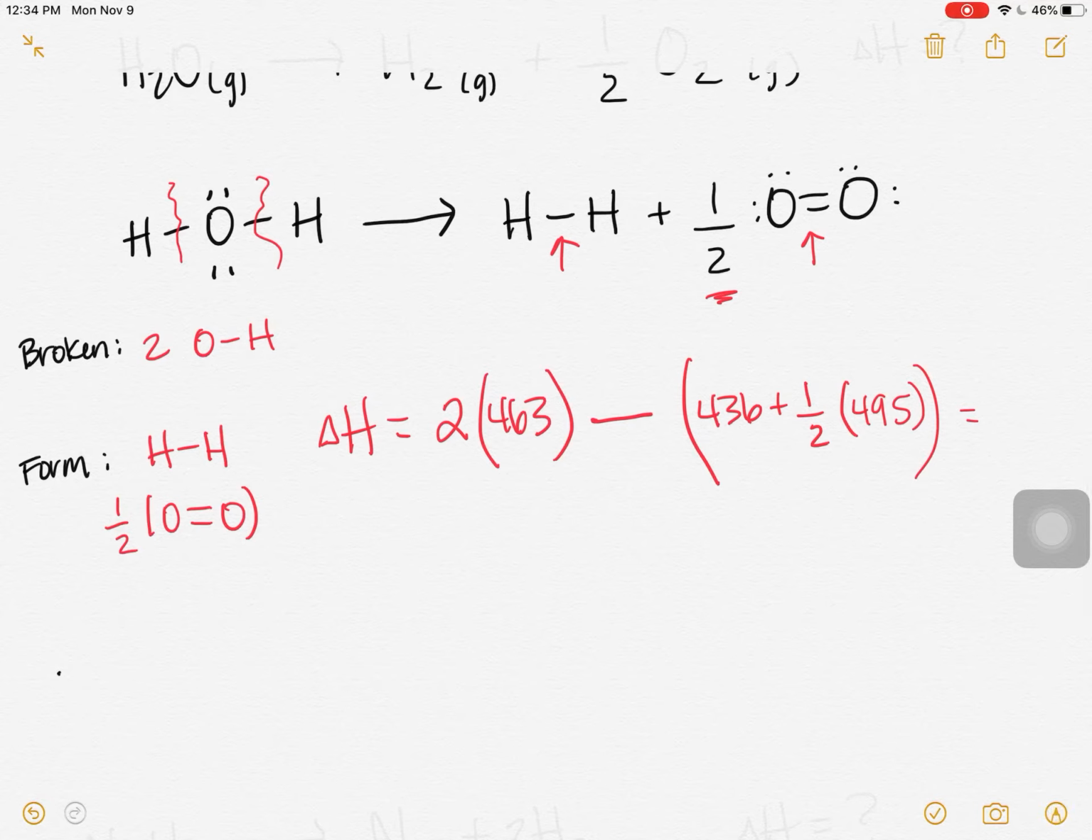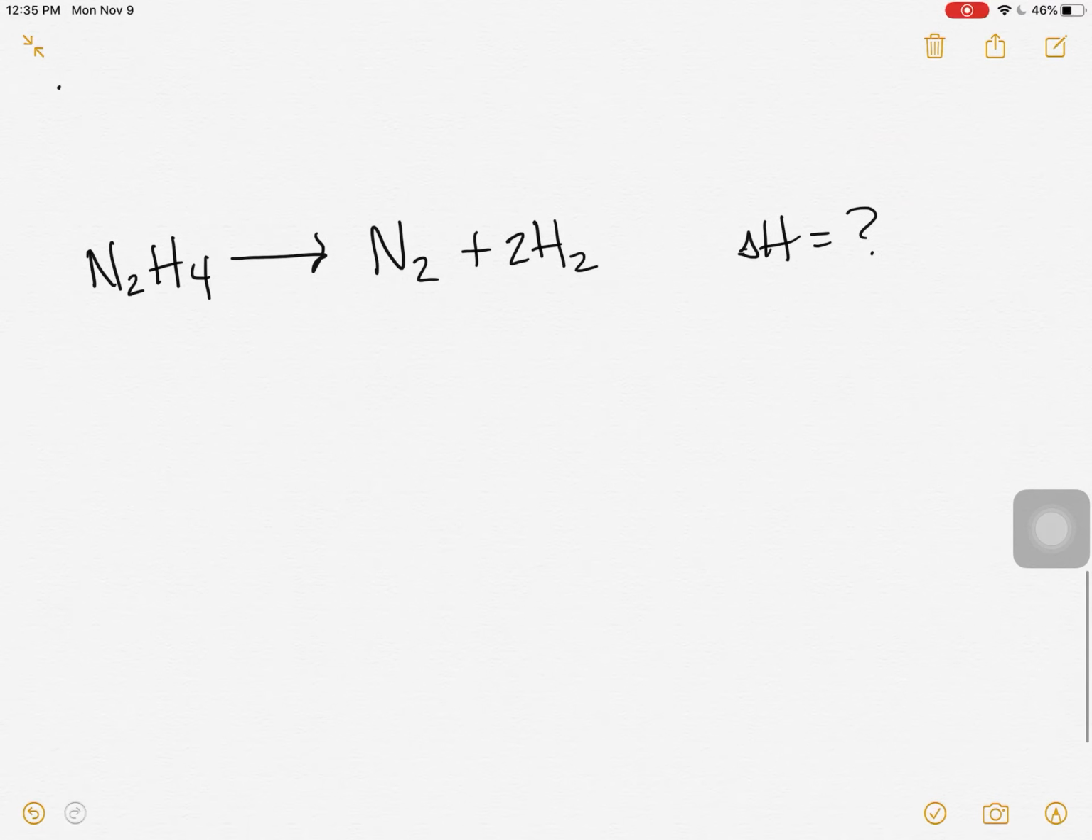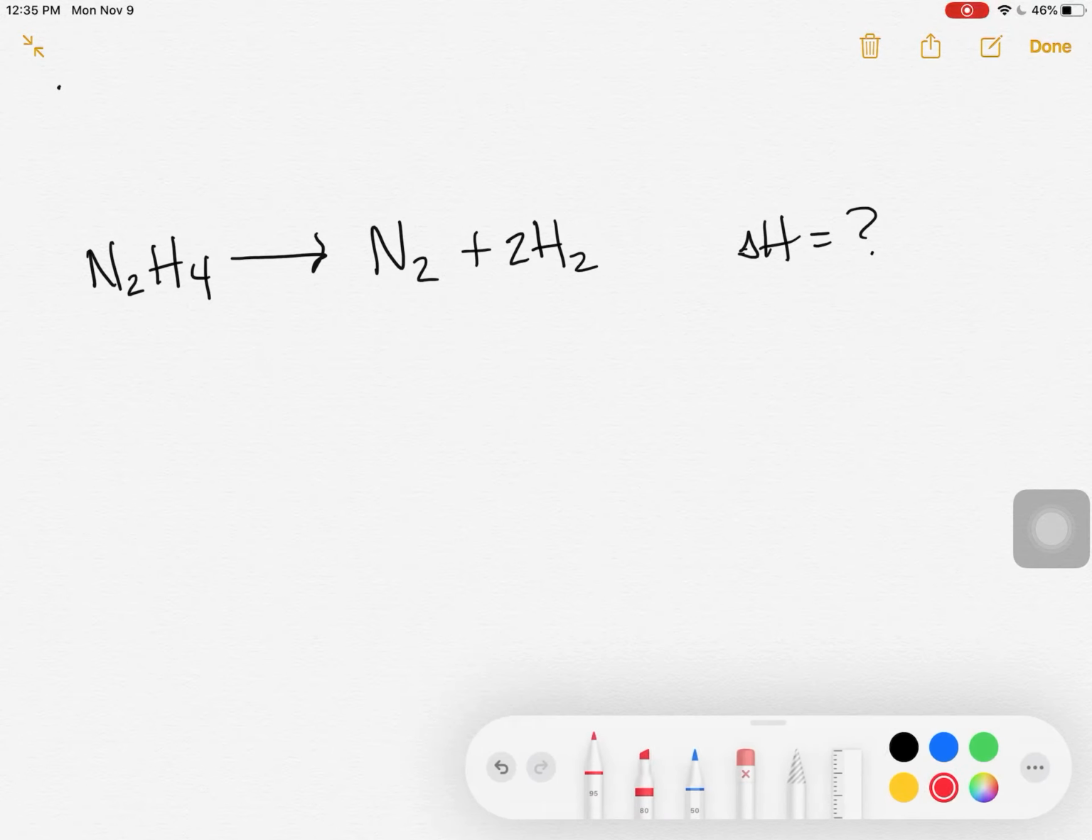Okay, and there we have enough information to solve this problem. I've already done the math. I got 242.5 kilojoules. Notice it's positive, right? Which means it's endothermic.